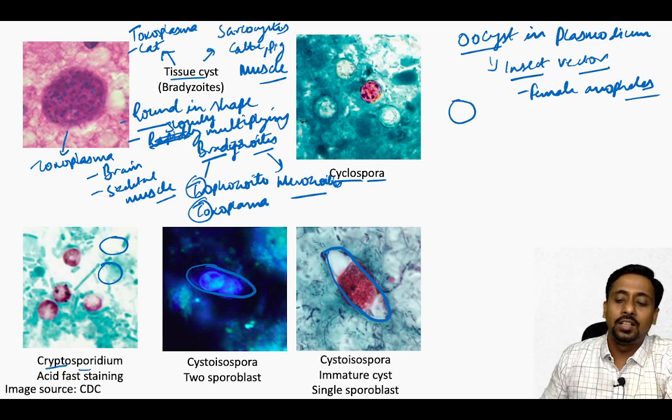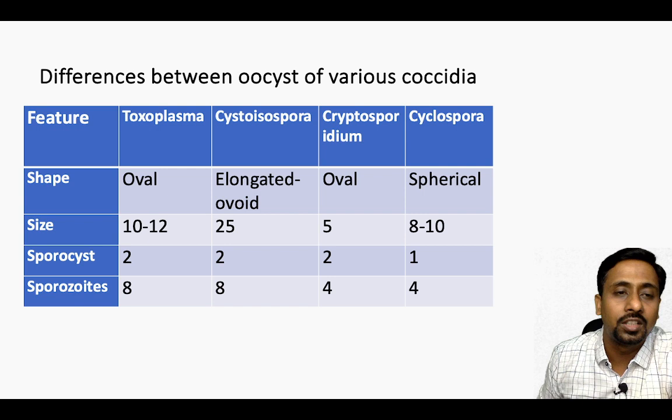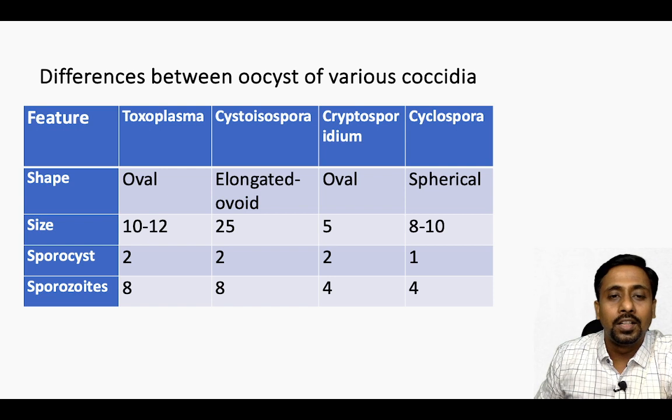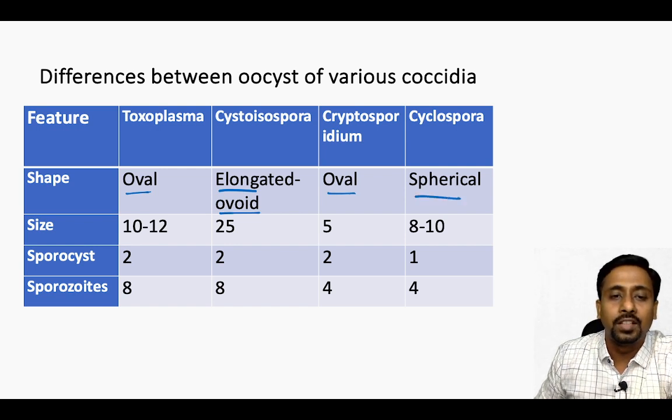So let's see the differences in a tabular form. What are the differences between the oocysts of various coccidian parasites? First, see the shape. The only slightly different shape is of Cystoisospora, which is elongated and ovoid, whereas the others look almost similar, oval or rounded, in the case of Cryptosporidium, Toxoplasma and Cyclospora. So remember this: elongated ovoid, Cystoisospora.